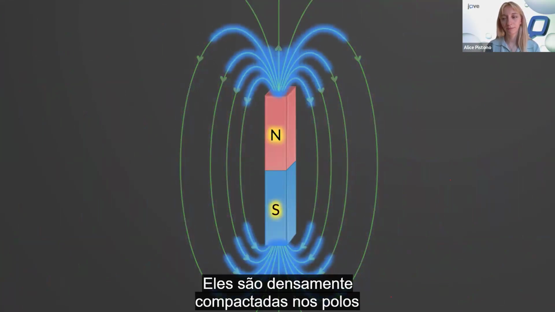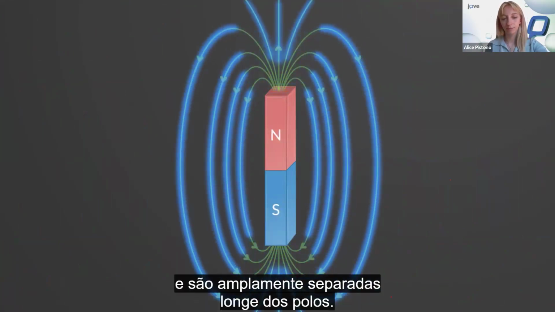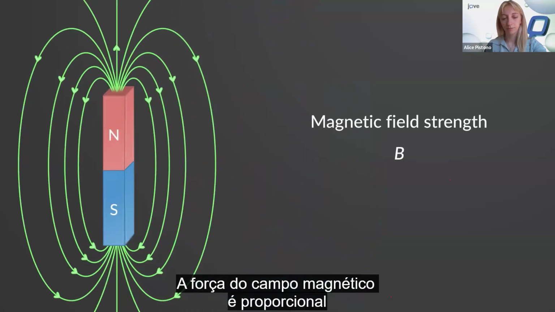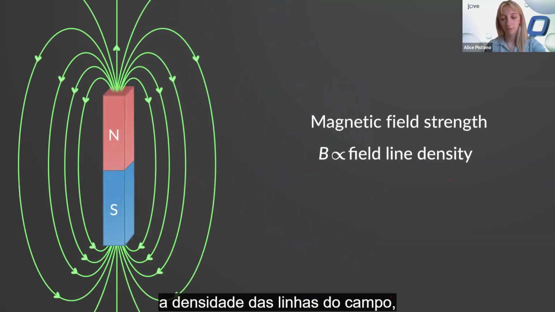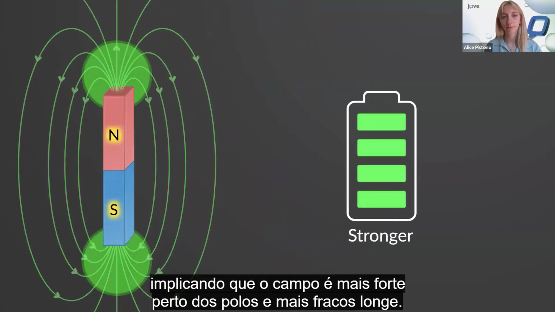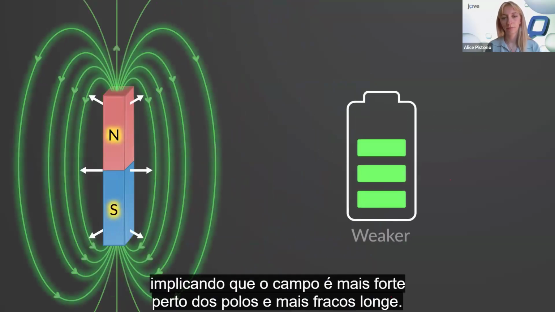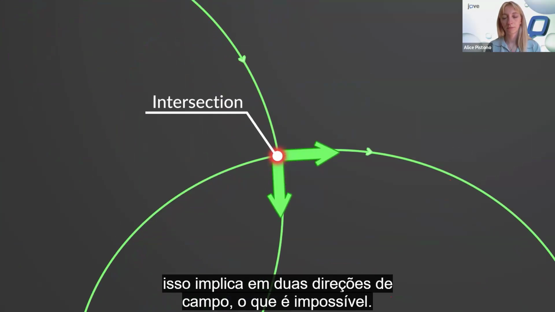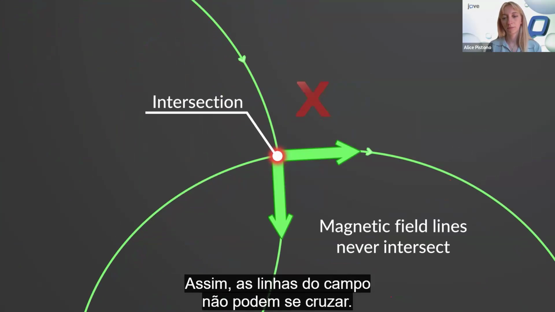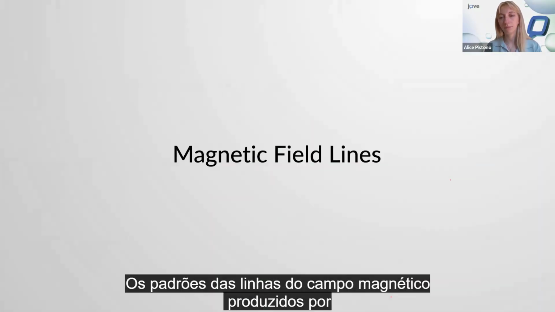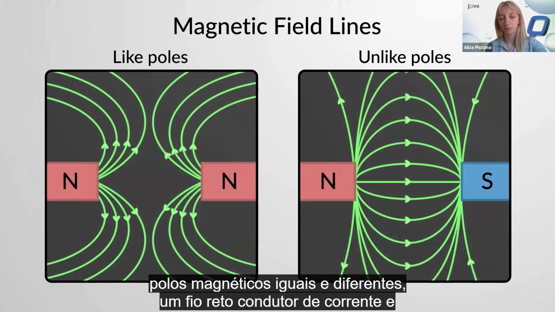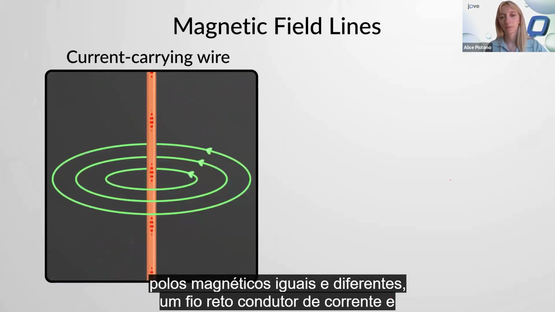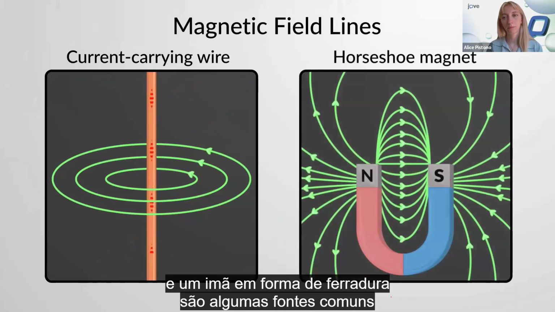They are densely packed at the poles and are widely separated away from the poles. The magnetic field strength is proportional to the density of the field lines, implying the field is stronger near the poles and weaker away. If field lines intersect at a point, it implies two directions of the field, which is impossible. Hence, field lines cannot intersect. Magnetic field lines patterns produced by like and unlike magnetic poles, a straight current-carrying wire, and a horseshoe magnet are some common sources of magnetic fields.